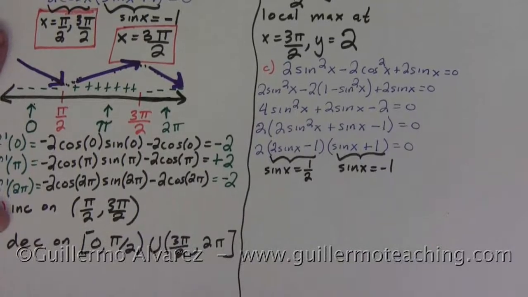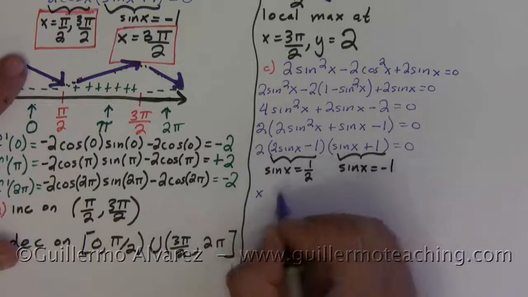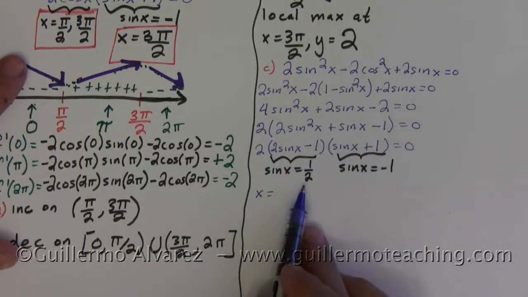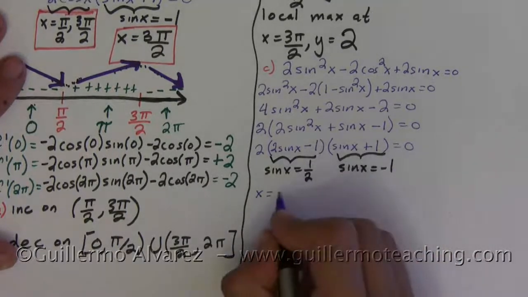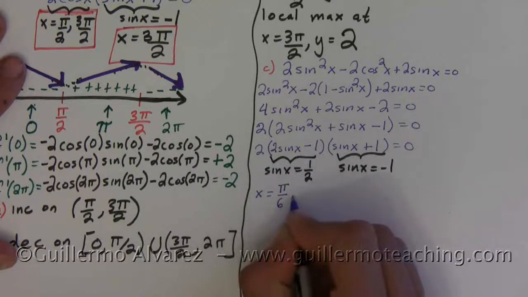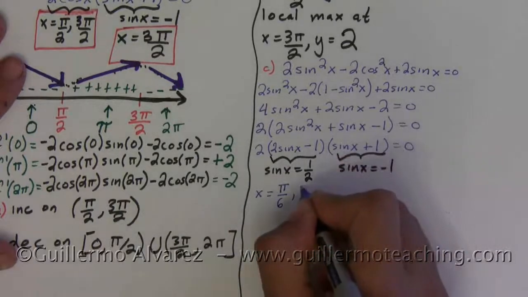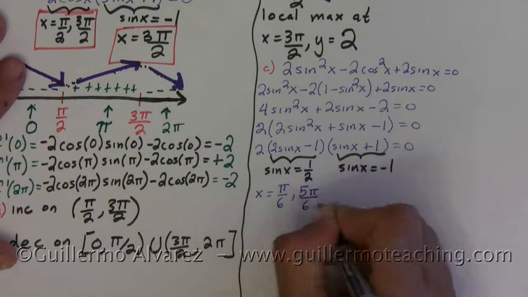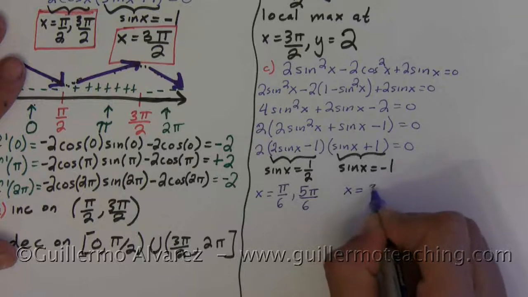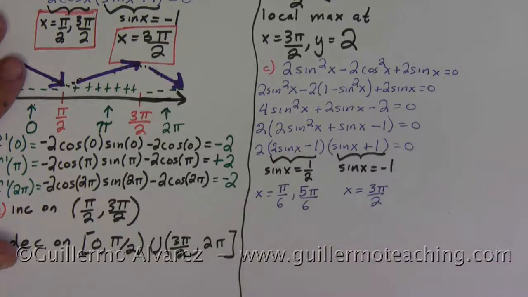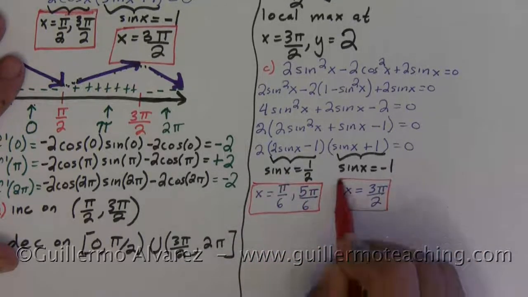Okay, and so from this I'm going to get two possible inflection points. The first one, sine is equal to 1/2. The first value that sine is equal to 1/2 at is pi over 6. The second value that sine is equal to 1/2 at is going to be 5 pi over 6. And then here, sine of x is equal to -1 at 3 pi over 2. So all of these values are my possible inflection points.